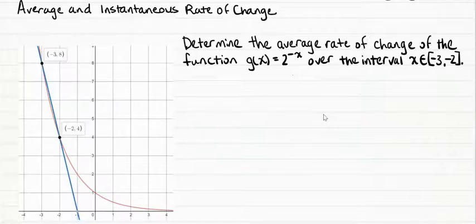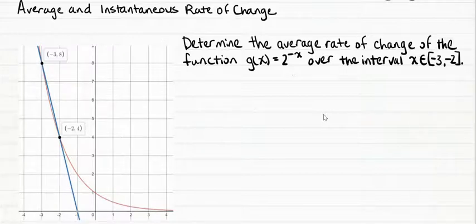So we already know that an average rate of change means we're looking for the slope of a secant line. On this graph, we've drawn the secant line that goes from an x value of -3 to an x value of -2. And so when we calculate the average rate of change over this interval, we're looking for the slope of that secant line.